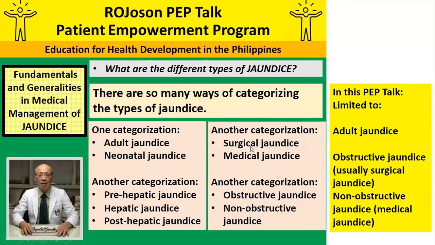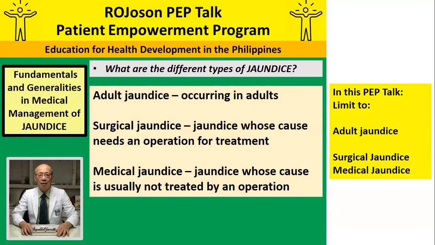Another categorization is whether the jaundice is surgical, meaning it has to be treated with an operation, or if not, it's called a medical jaundice. So these are the usual categorizations of physicians, especially the surgeons. Another categorization is obstructive and non-obstructive. Usually obstructive is the same as surgical. It needs surgery. Non-obstructive means there's no obstruction in the biliary tree that can cause the jaundice. So in this pep talk, I will not talk about neonatal jaundice. I will just focus on adult jaundice, and I will cover these three, especially obstructive jaundice, which, as I said, is usually a surgical jaundice, non-obstructive jaundice, and medical jaundice.